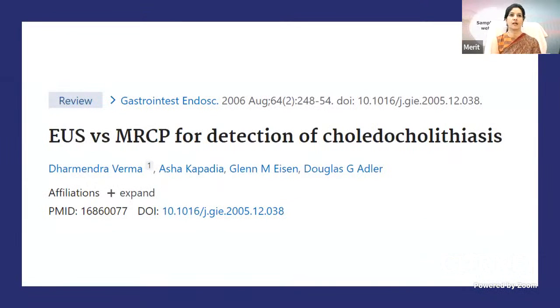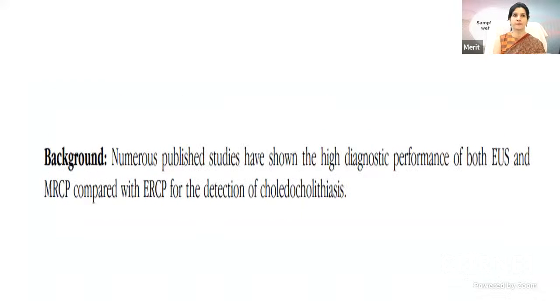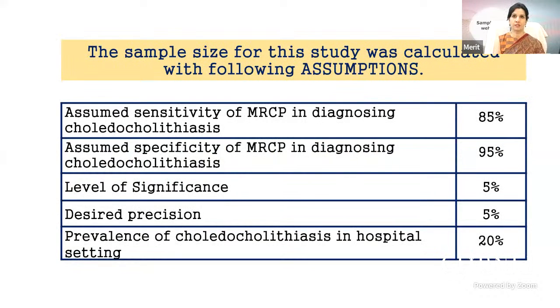Now the second is EUS, the endoscopic ultrasound, versus MRCP for detection of choledocholithiasis. There was also a term EUS that we used in the previous example for the CRP. This was a study where we compared the diagnostic performance of EUS, and the gold standard here is ERCP.